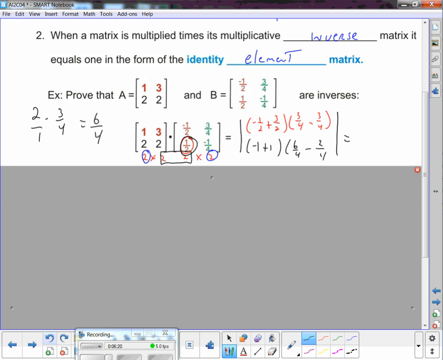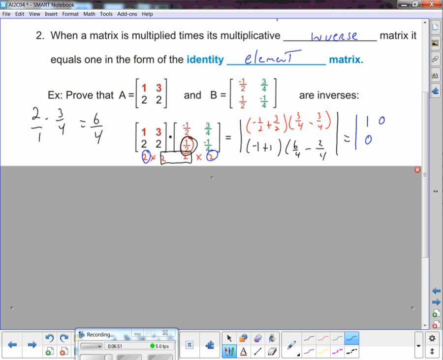Okay, so let's interpret all this. Top left, negative 1 plus 3 is a 2. Put it over the common denominator of 2. 2 over 2 is 1. To the right there, 3/4 minus 3/4, 0. Bottom left, negative 1 plus 1, 0.